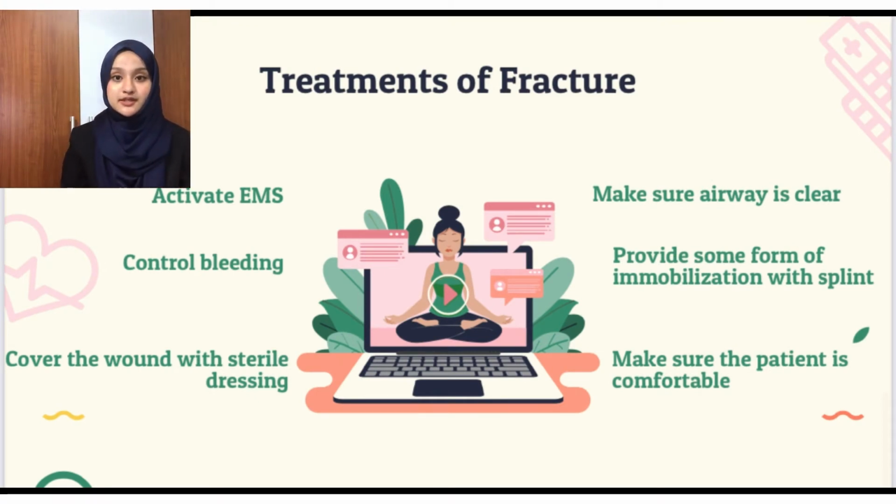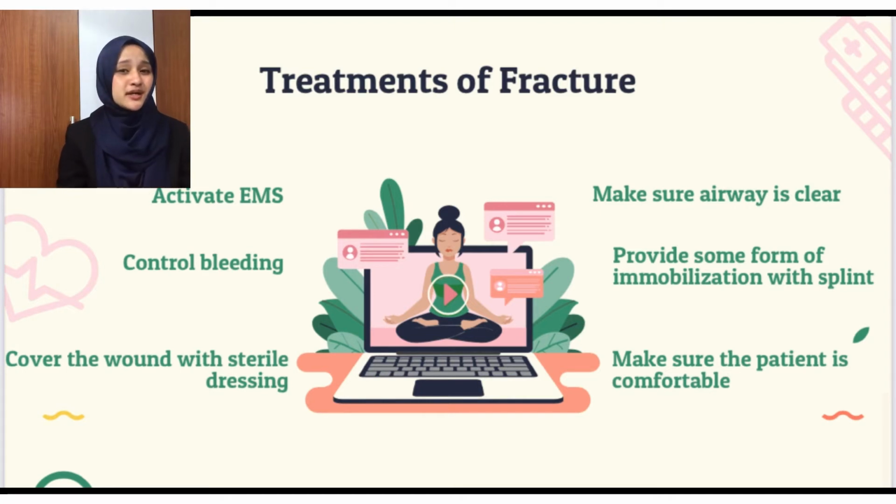The first one is to activate the EMS. What is the EMS? EMS is Emergency Medical System. A fracture is a broken bone, so it requires medical attention. If the broken bone is a major trauma or serious injury, you need to call 911 or the emergency number in your country. Second is control bleeding.